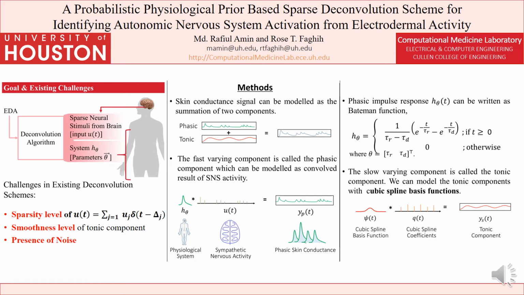We model EDA as a summation of two components, the phasic component and the tonic component. The first, varying component is called the phasic component, which can be modeled as a convolved result of SNS activity. So brain activity is convolved with a system response H theta. On the other hand, the tonic component is considered as the convolution between a smooth cubic spline basis function and some cubic spline coefficient signal.